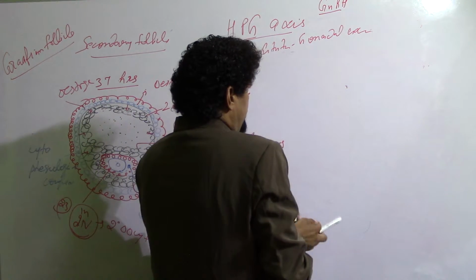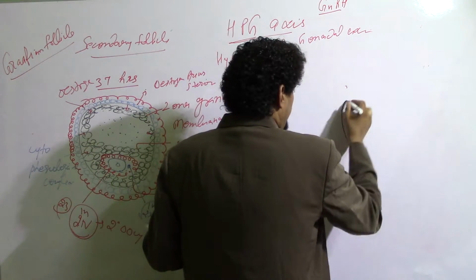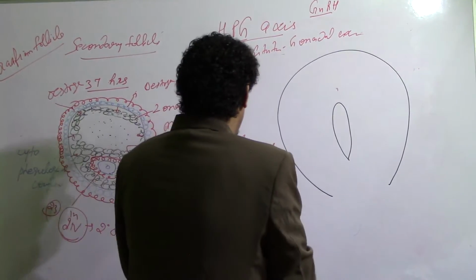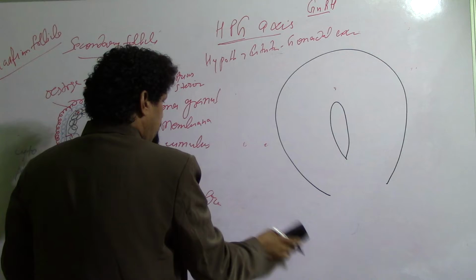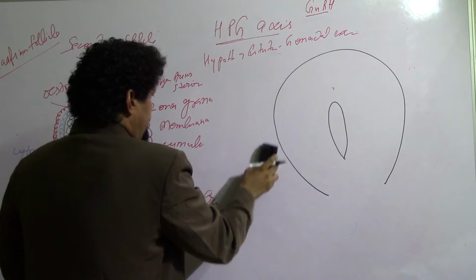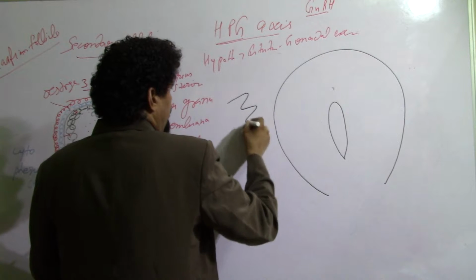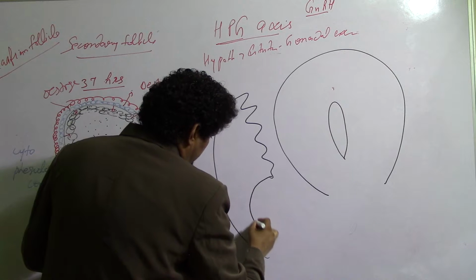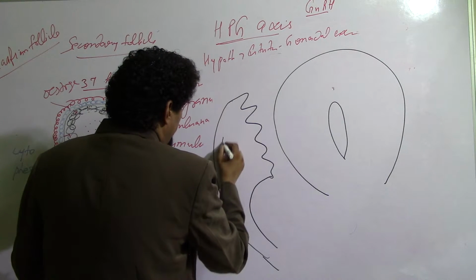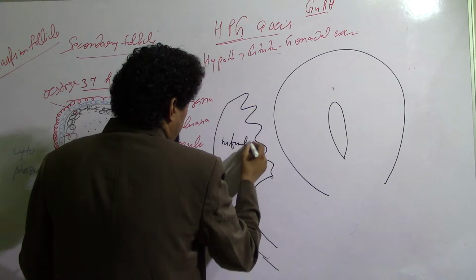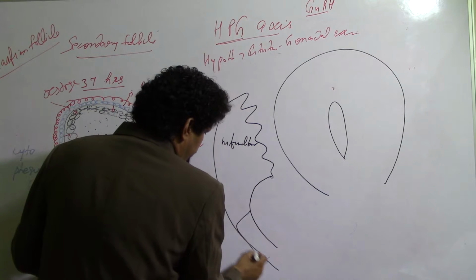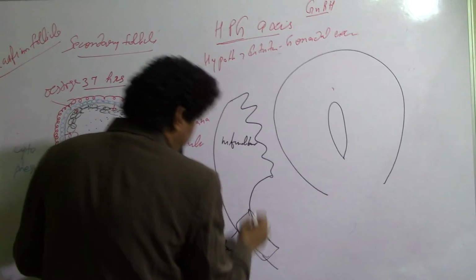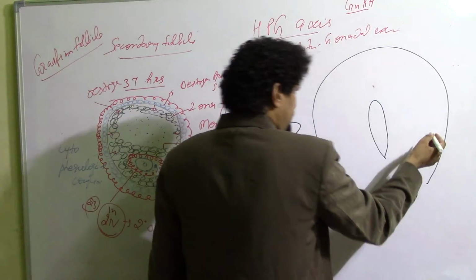I will redraw the structure of the ovary. Inner core, the outermost part, and here is the end of the fallopian tube. It has fimbria. This is known as the infundibular part, and here is the ampulla, the wide part of the fallopian tube.